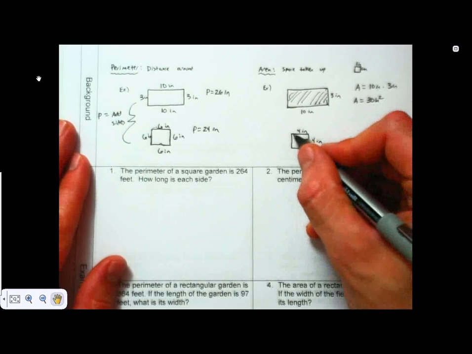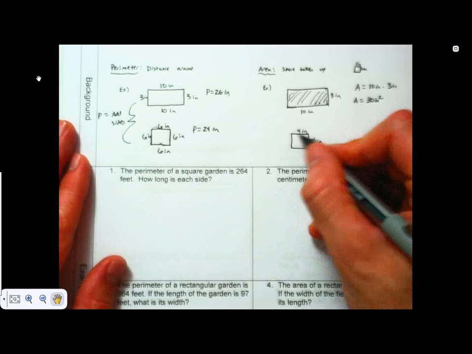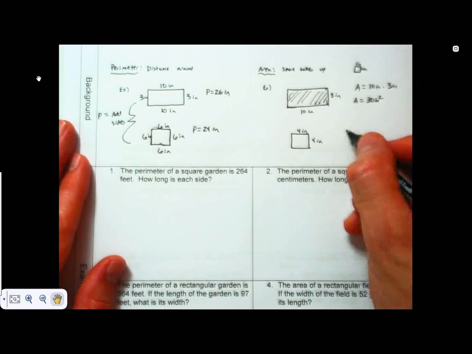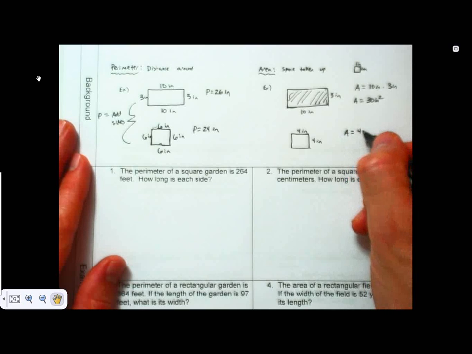If I were to find the area of this square, again I'm going to multiply length times width, which in this case are the same because it's a square. So I would get 4 inches times 4 inches, which would be 16 square inches.